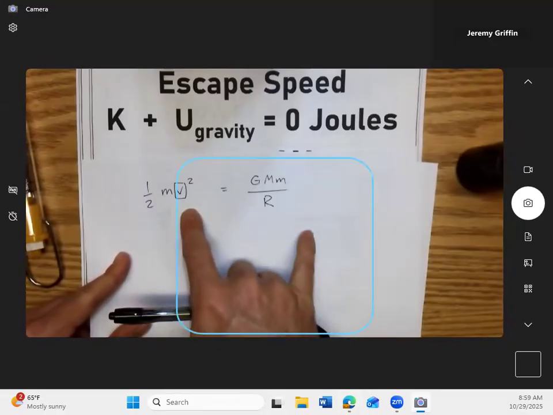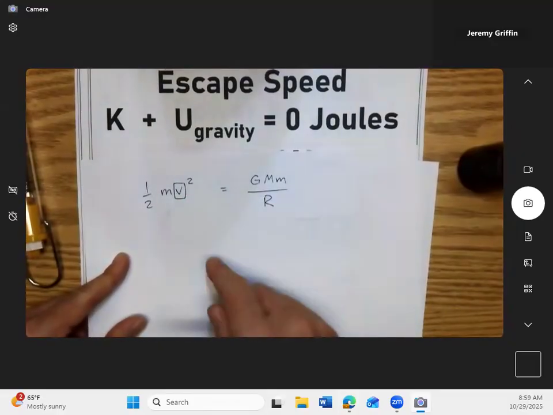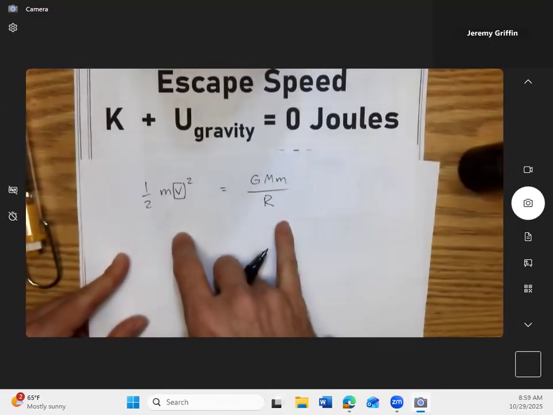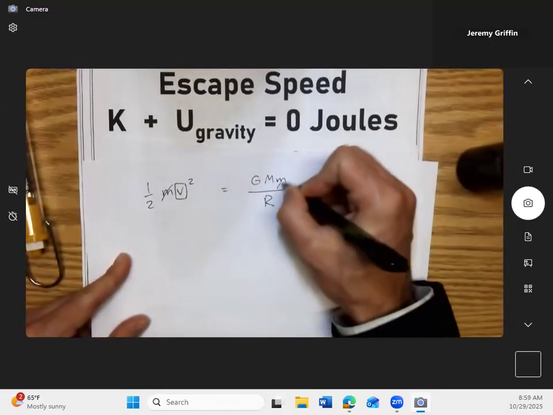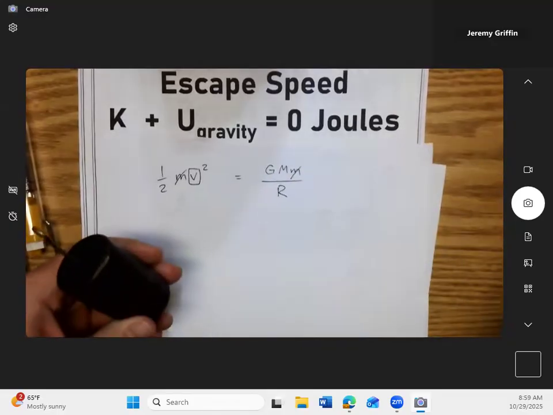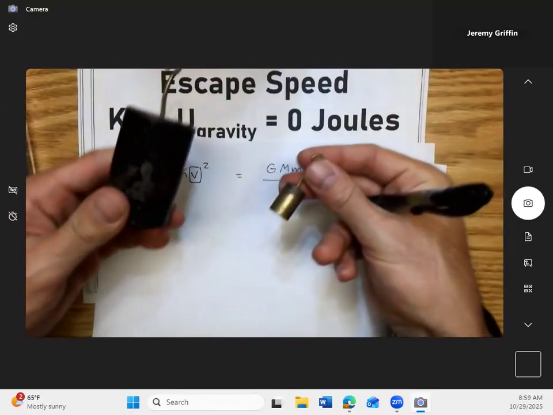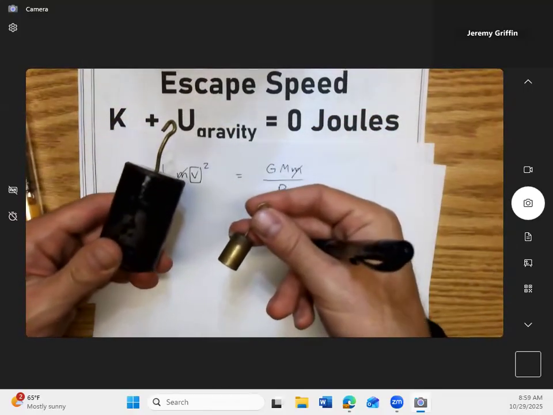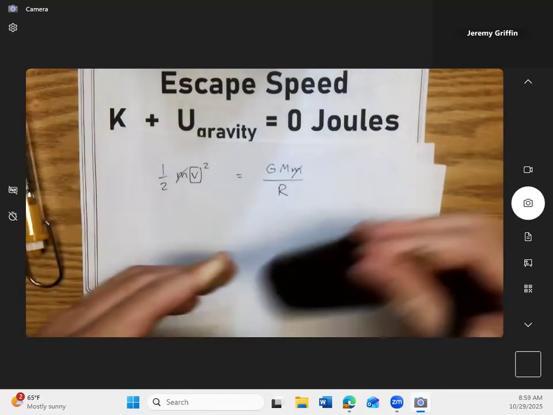It fell from the edge of space. What's the maximum speed that it could crash into Earth, falling from the edge of space? Guys, what cancels out on both sides? The mass of the object itself. So whether I have this object or this object, would these fall together and crash into Earth at the same speed, same time? Yeah, they sure would.